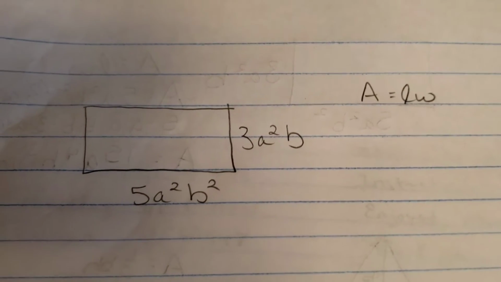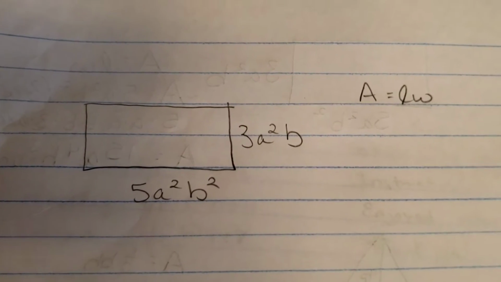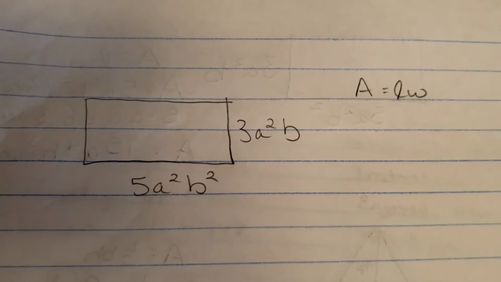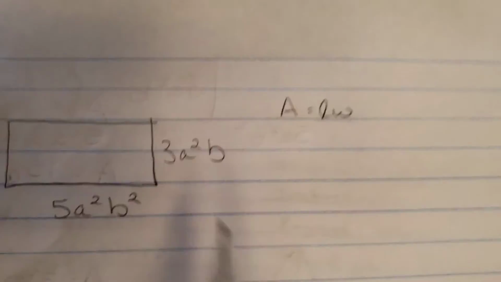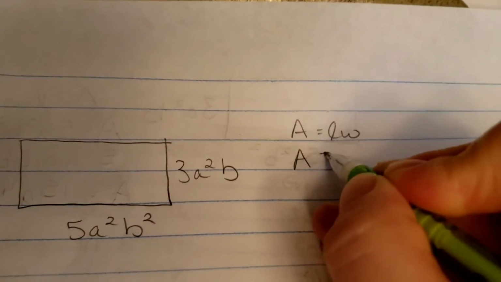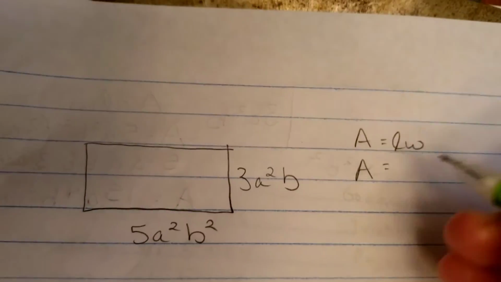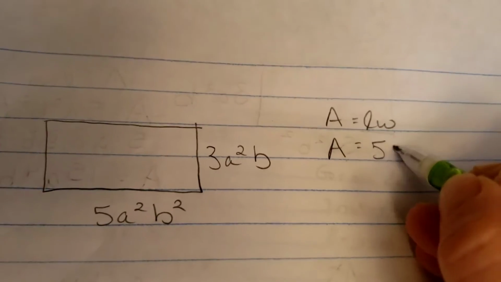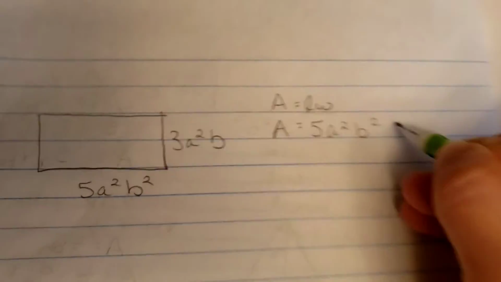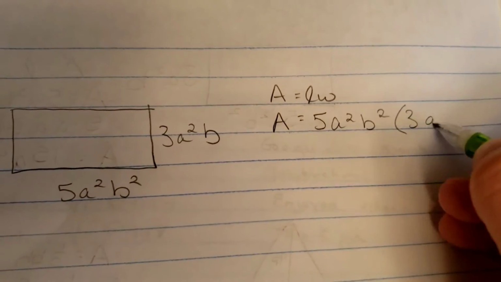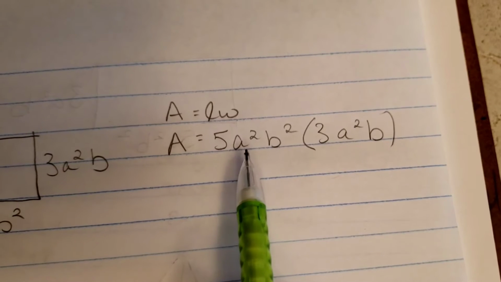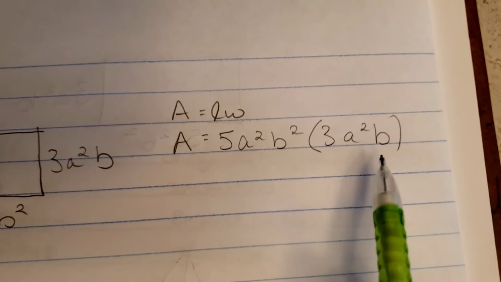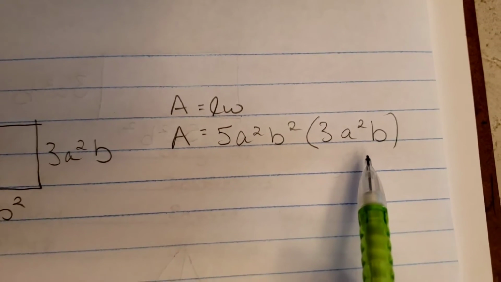You worked on multiplying monomials yesterday, so I want to continue that today, but I want to apply it to some geometry. I have a rectangle here for my first problem, and I want to find the area of this rectangle. So length times width: my length is 5a squared b squared, times the width of 3a squared b. And this is multiplication, so it doesn't matter which term I write first. With the commutative property, I can multiply in any order I want to and still get the correct answer.